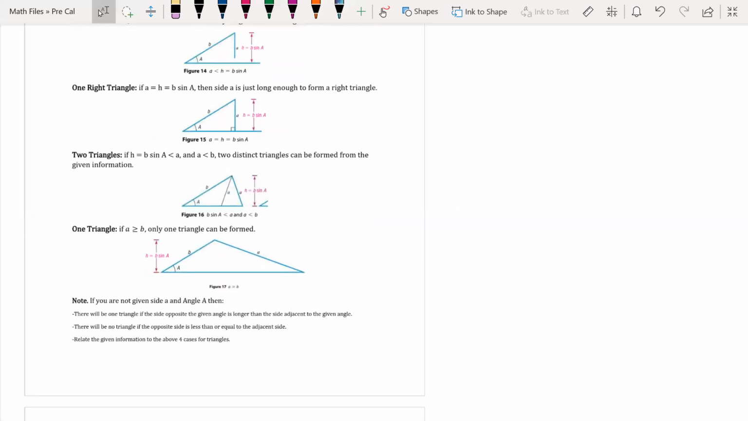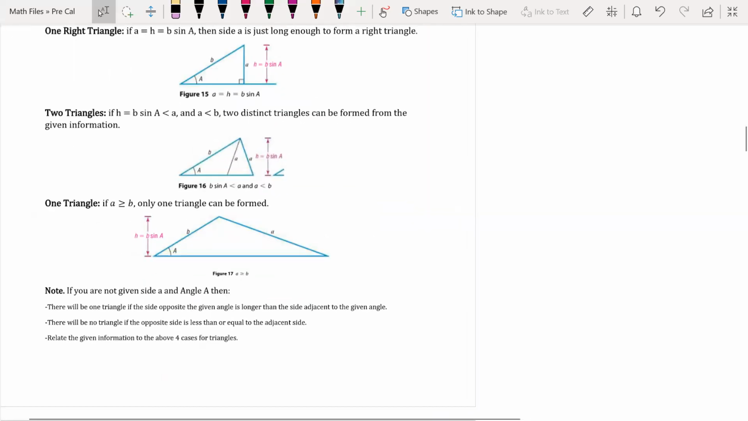All right. Side note here, if you are not given side A and angle A, then there will be one triangle if the side opposite the given angle is longer than the side adjacent to the given angle, or there will be no triangle if the opposite side is less than or equal to the adjacent side, and you can relate the given information to the above 4 cases. So this is if we're not given angle A, side A and angle A from the problem.